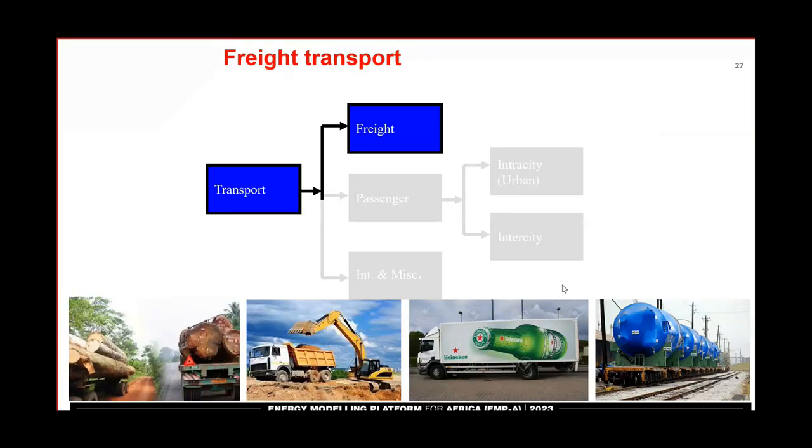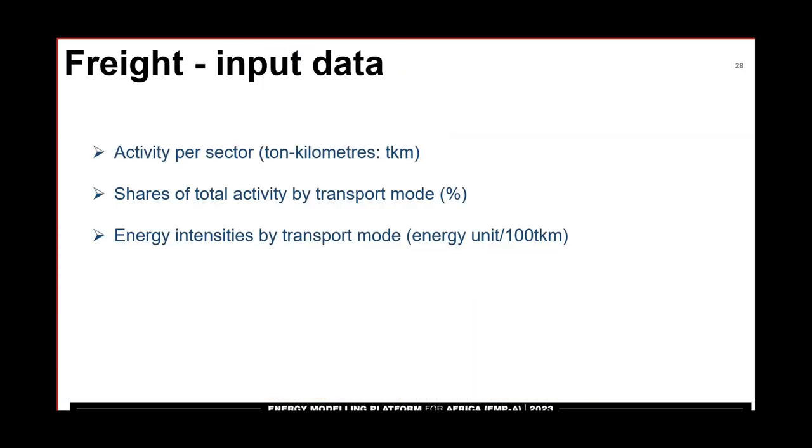And from there, we need now to start analyzing sector by sector how we will calculate these input parameters. So the main input parameters that are needed for freight activity are the activity per sector, that means the ton-kilometers, how they are generated in the whole country, the share of total activity by transportation mode, and the energy intensity by transportation mode.